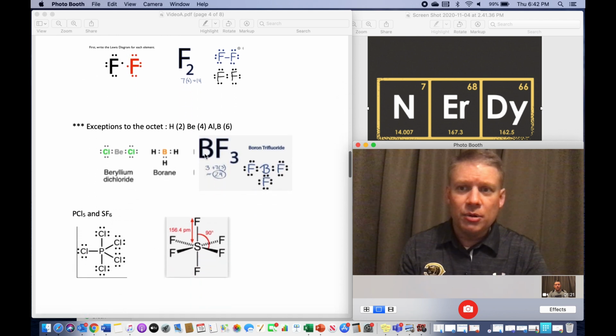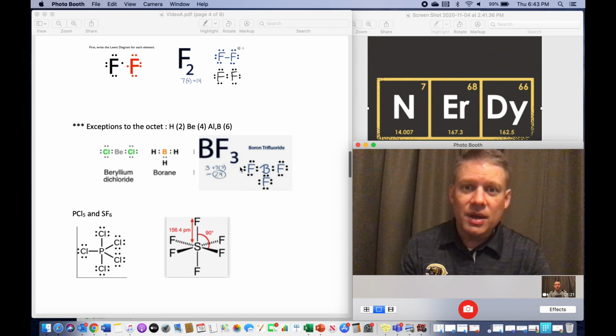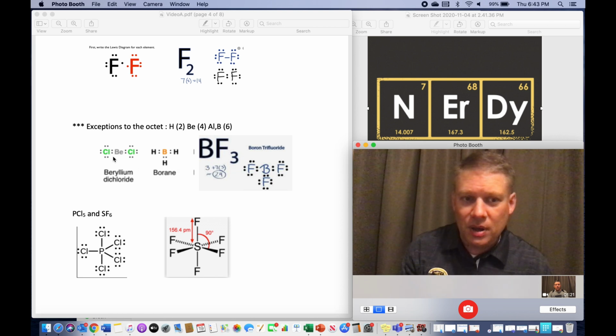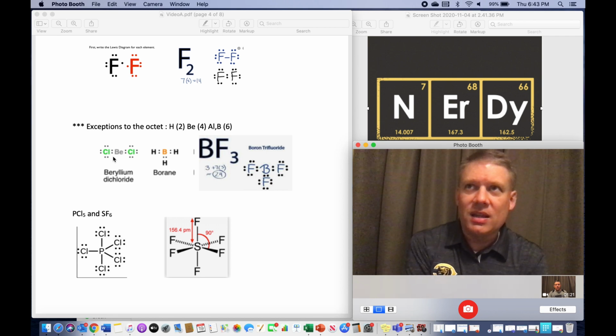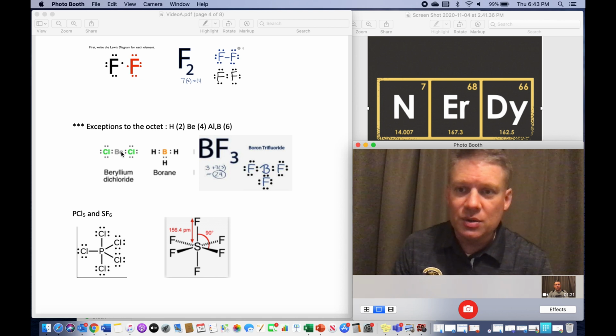Okay, down here below are the exceptions to the octet. BeCl2, BH3, and BF3. Beryllium is stable. When I say happy, it means it makes stable molecules. And personally, I've never seen BeCl2. I've never seen any in a test tube or a beaker, so I can't personally say this, but according to books, BeCl2 is a compound.